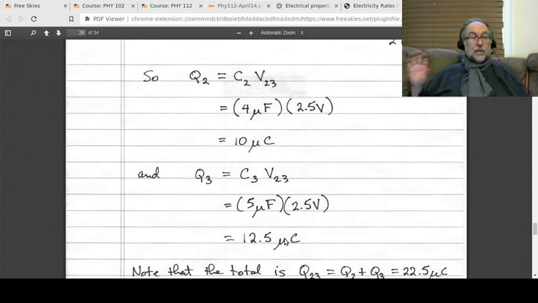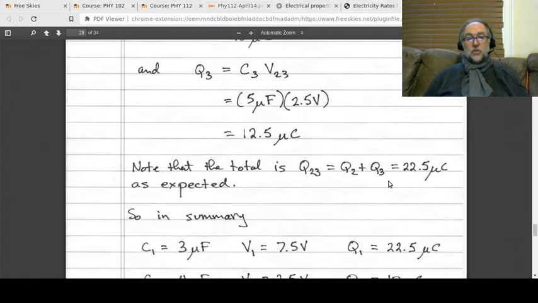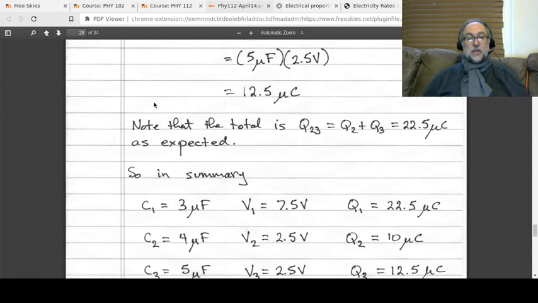Remember that the charge accumulated by C23 has to be 22.5. So if you add 10 plus 12.5, you get the total accumulated charge of 22.5, as expected. Okay, so it works out. And so we can summarize everything. If you go back over this, you can summarize everything.